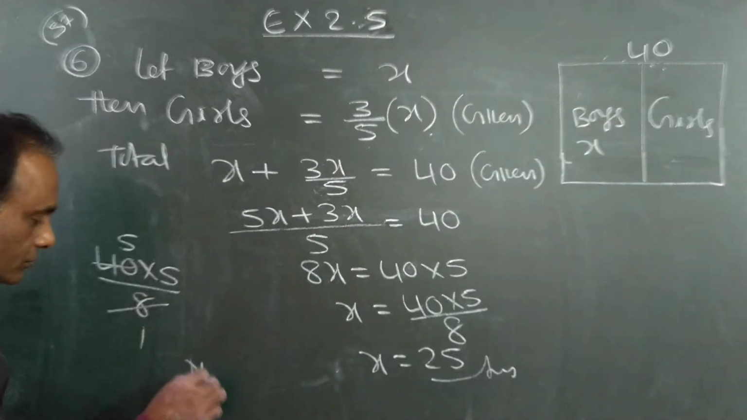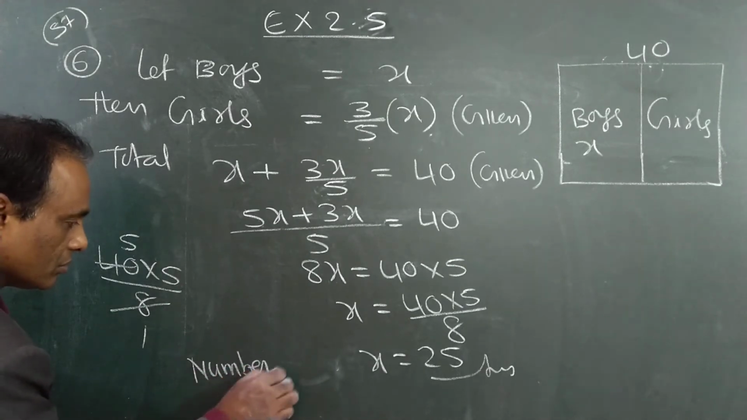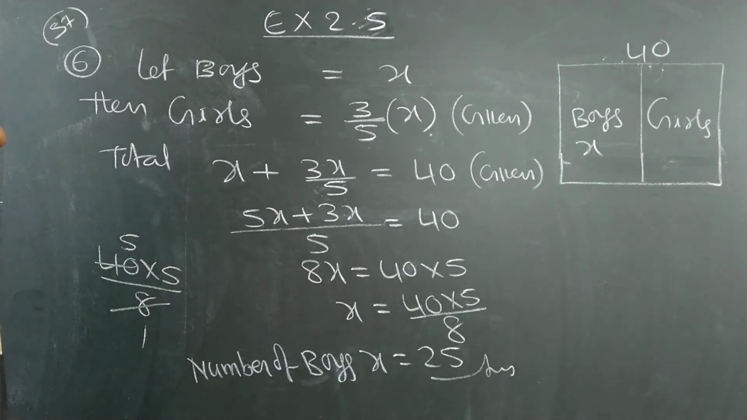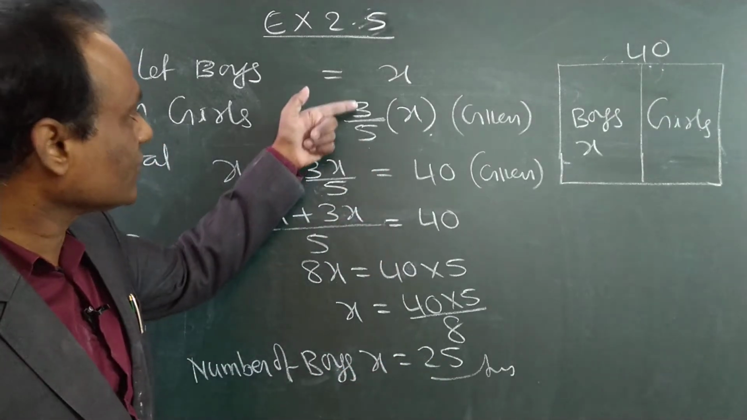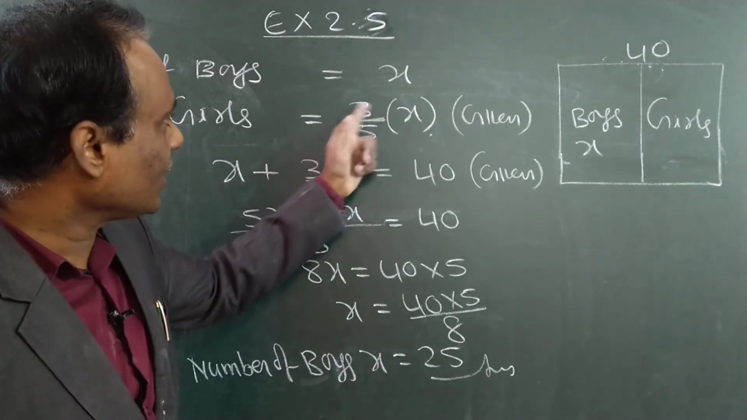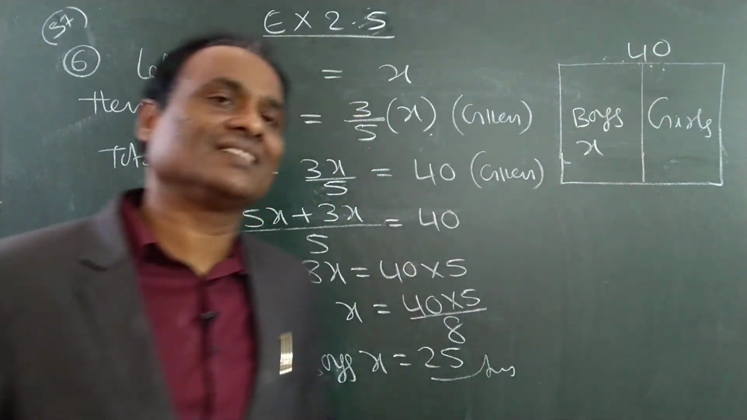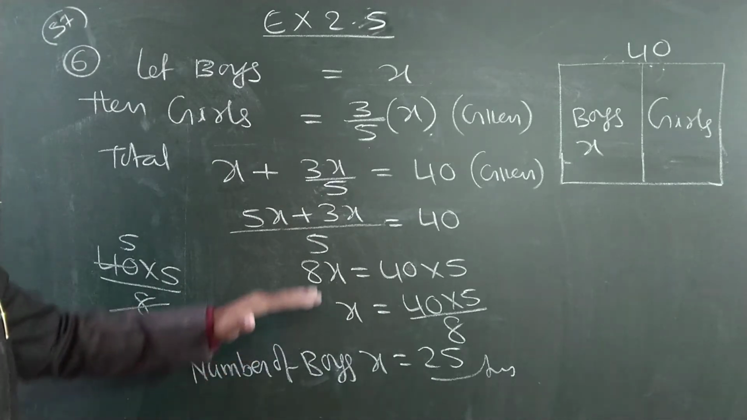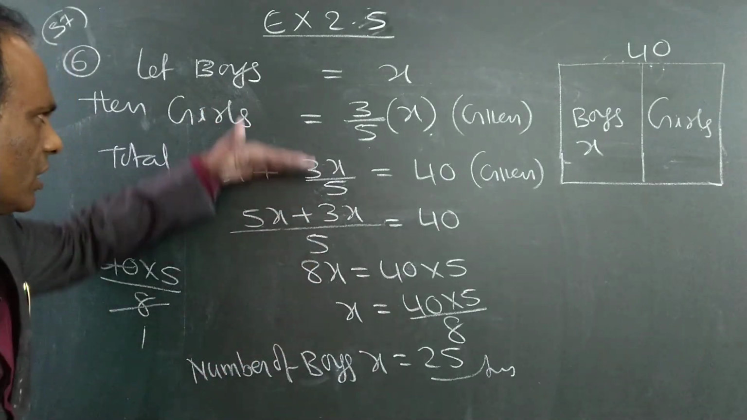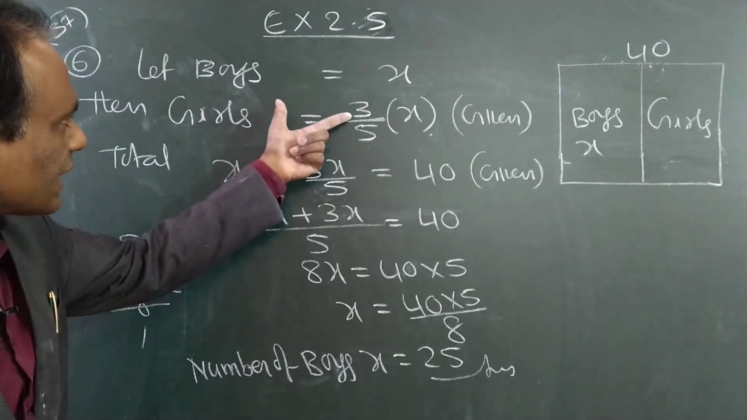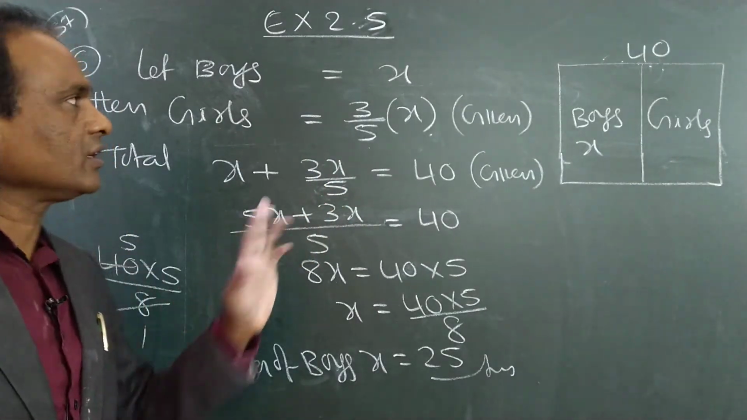Answer. This is the process. Boys are 25. Girls are 3/5 of 25. It will be 15. So 25 plus 15, 40 total class strength. Here onwards, I need not explain. Up to the second and third step only you have to understand.